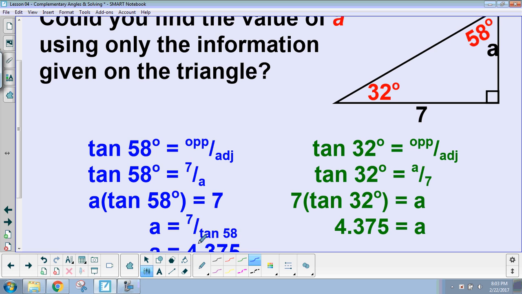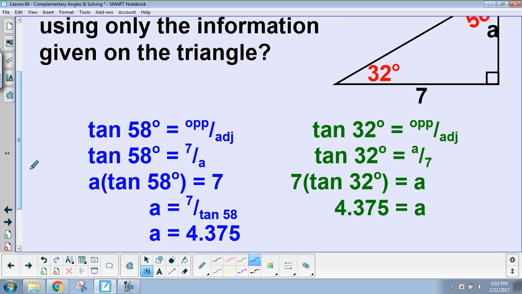Same thing for this side. If we have tangent 32 degrees, opposite over adjacent, which is A over 7, times both sides by 7. 7 times tangent 32, 4.375. So it works out for both. Okay?